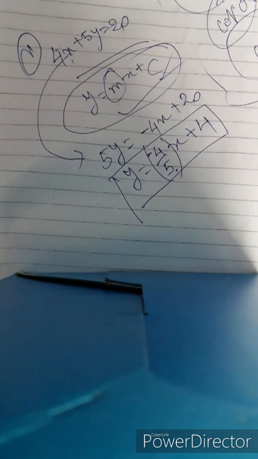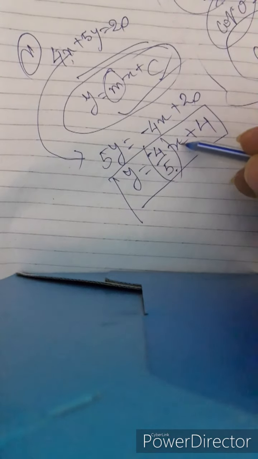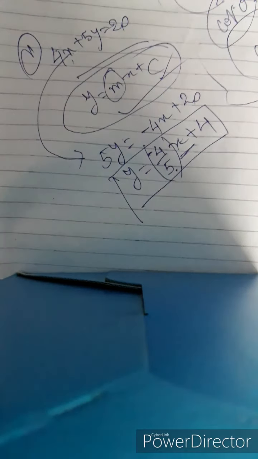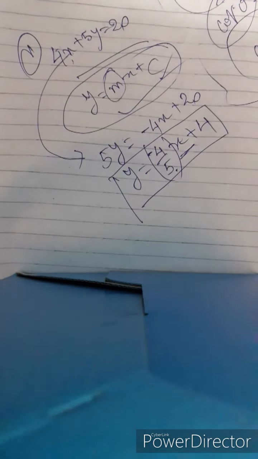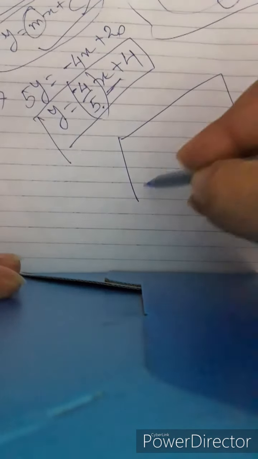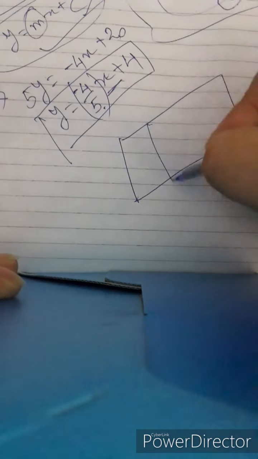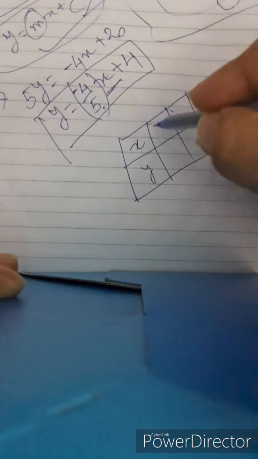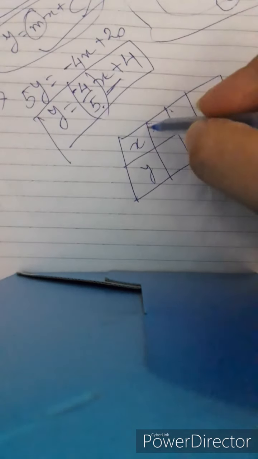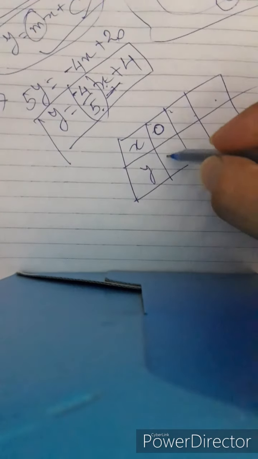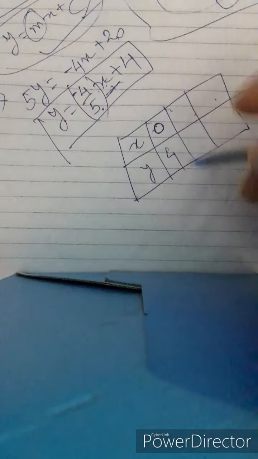Now we will have to prepare this table. Let us take 3 or 4 numbers for x randomly and find the corresponding value of y in a small table, x and y. Let us take any 3 values for x. Suppose we take x as 0. If we take x as 0, what does y become? y becomes 4, because this part becomes 0.